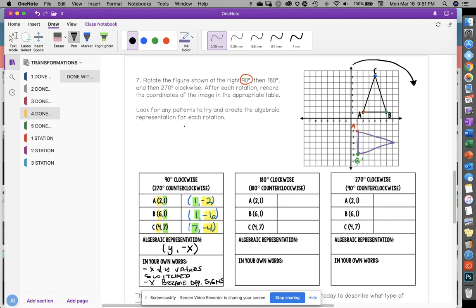Okay, so I want you to try to go 180 clockwise, which will be in this quadrant. And then I want you to try your 270 clockwise, which will be in this quadrant.